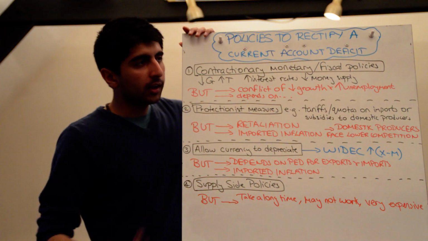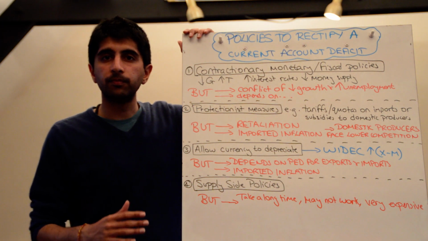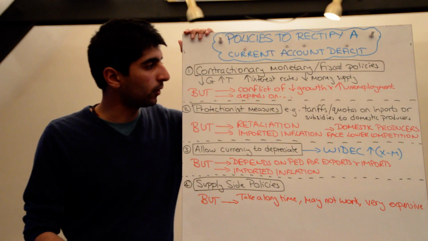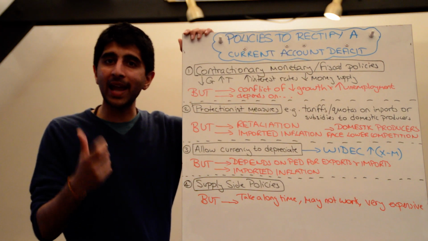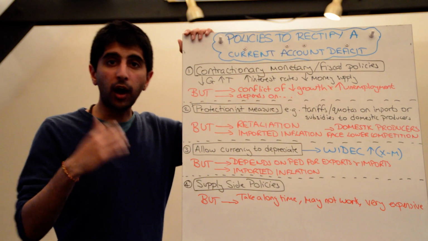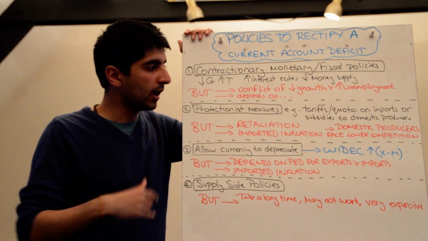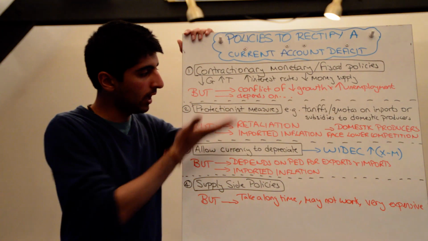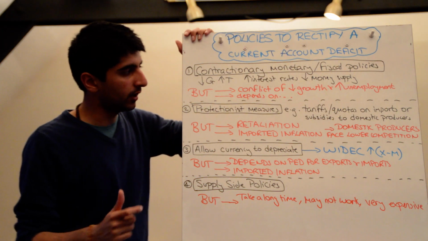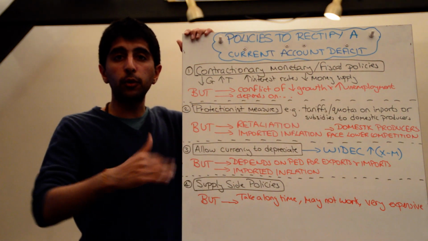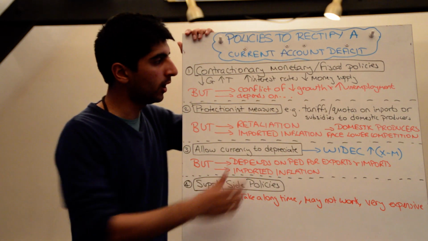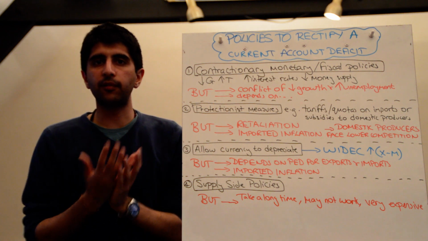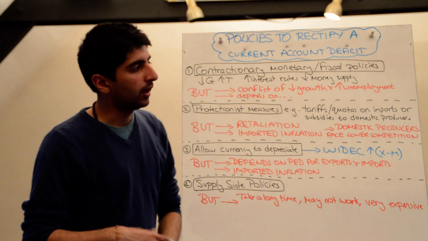Let's say that import prices were too low. That's why we were demanding so many imports. Or let's say export prices were too high, in which case the government can actually get in and protect domestic industries. It can artificially raise the price of imports and artificially lower the price of exports by imposing protectionist measures, such as tariffs and quotas. Tariffs will raise the price of imports because it's a tax on imports. Quotas will restrict the level of imports allowed into the country.